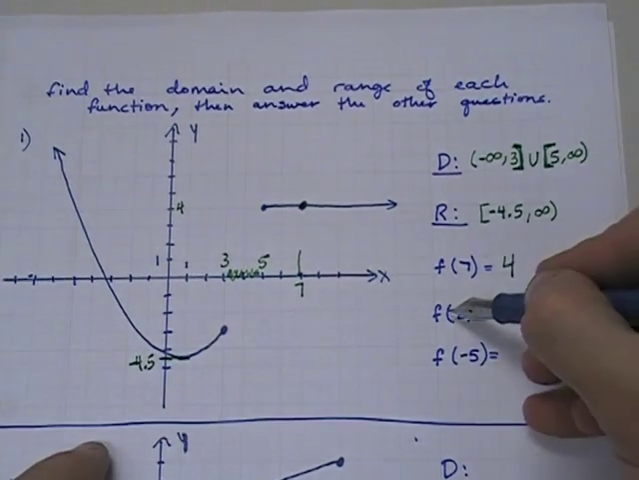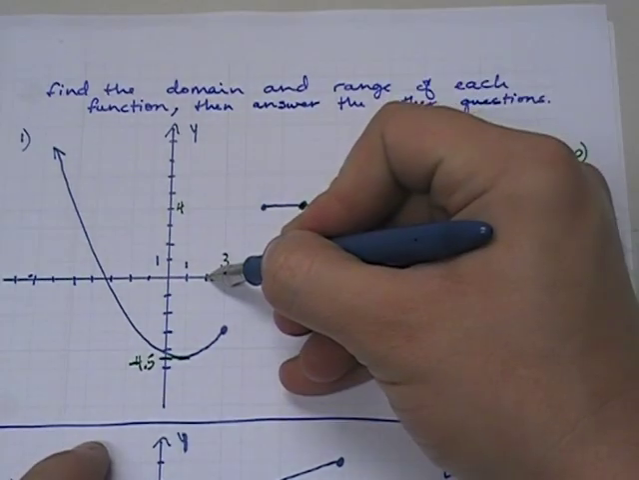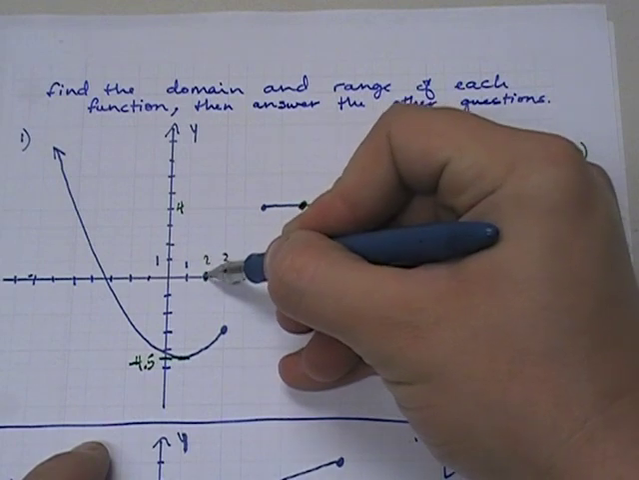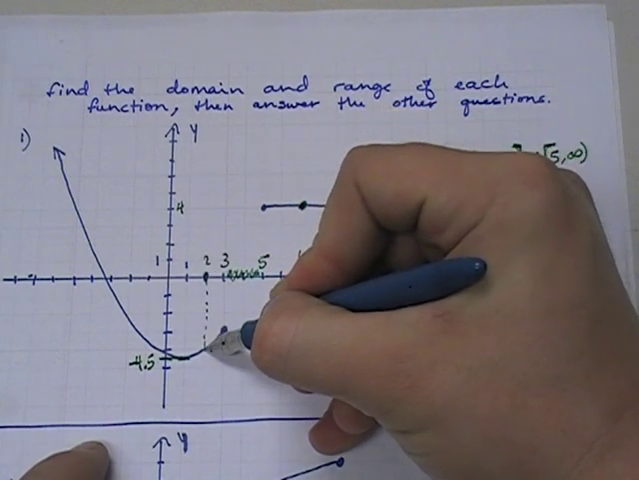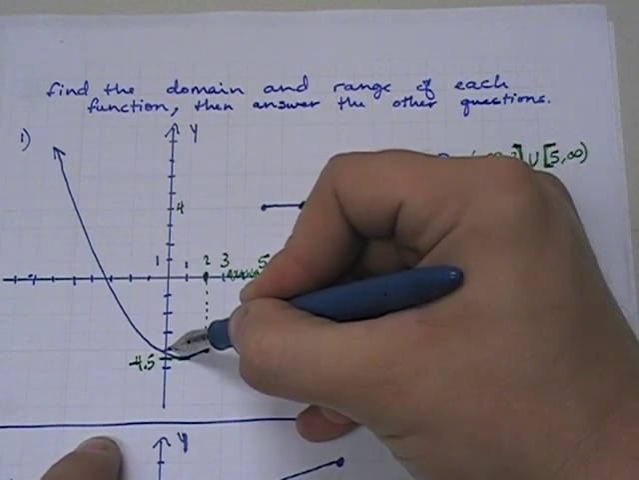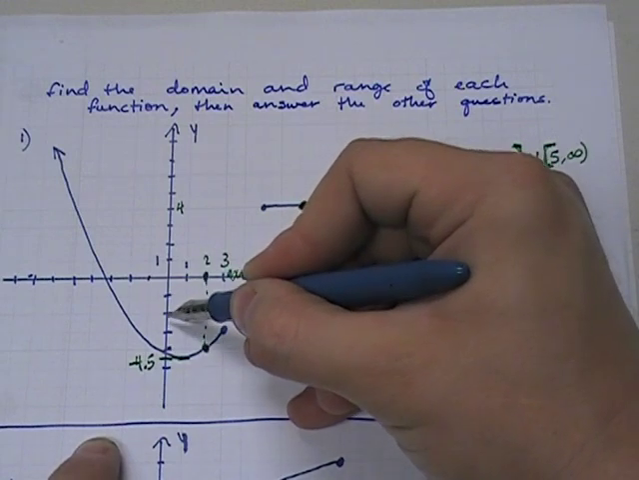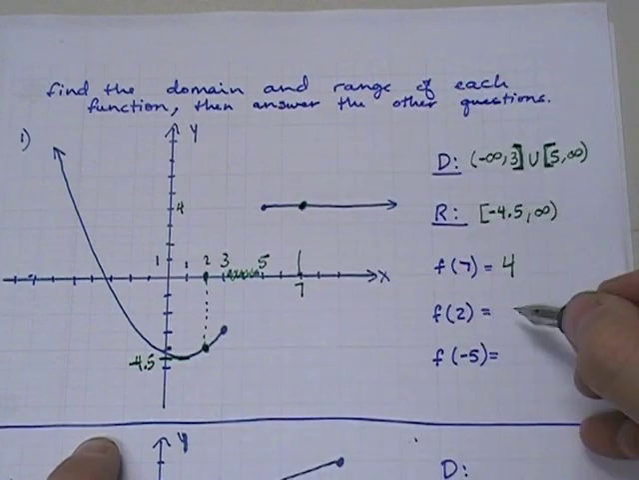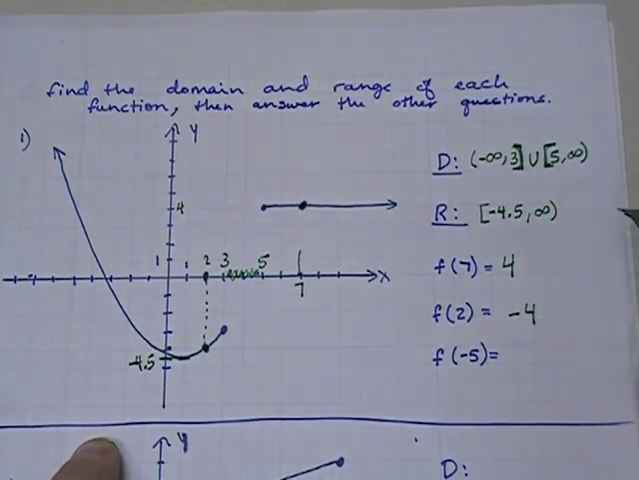Okay, how about f of 2? So we go to x equals 2. Here's x equals 2. And we look. And here's our function value. Where's our function value? Negative 4. 1, 2, 3, 4. So this will be negative 4.